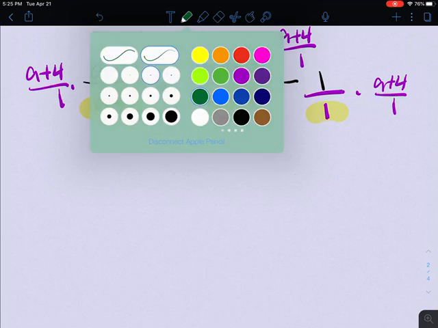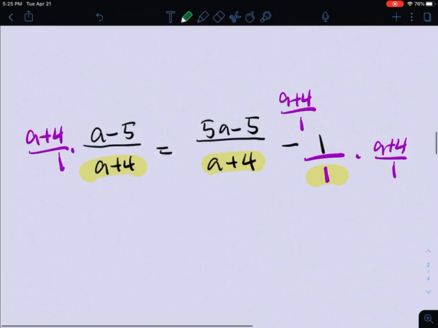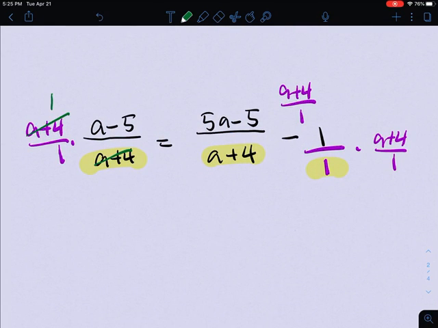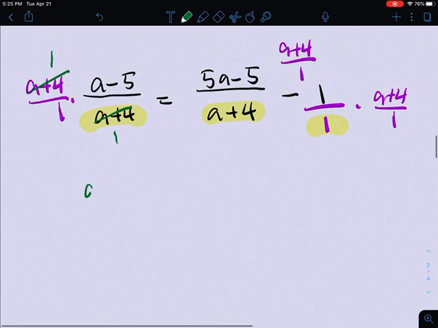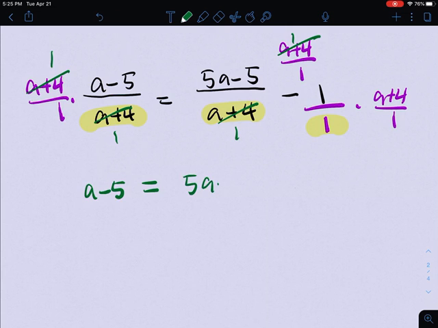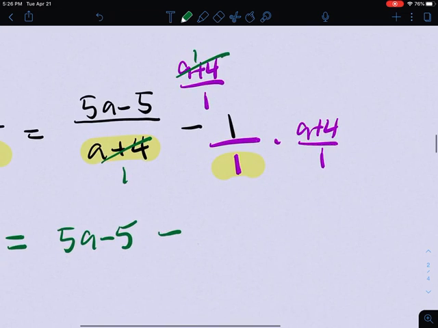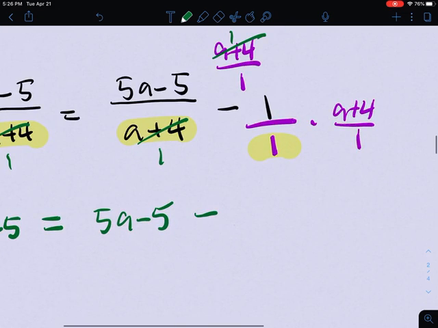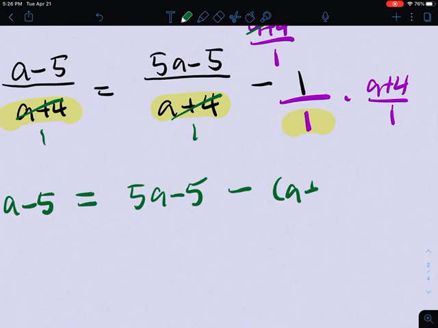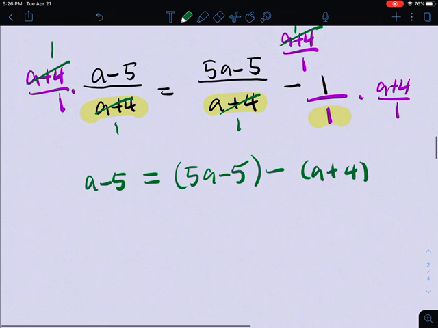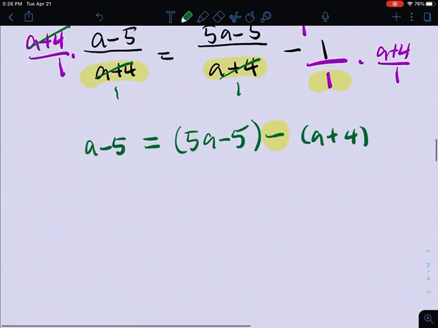And then once again, you'll notice that there are going to be some cancellations. For example, these are going to cancel out nicely. I get 1, so I get a minus 5 is equal to, same thing in the middle, those are going to cancel out to make 1. I get 5a minus 5 minus, and now over here there's nothing really I can cancel, so I just get a plus 4. But once again, make sure we put these in parentheses, because we will end up distributing this negative right in the middle, right over here.